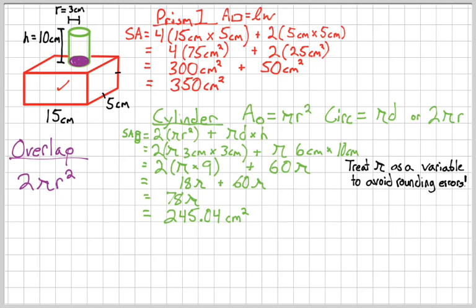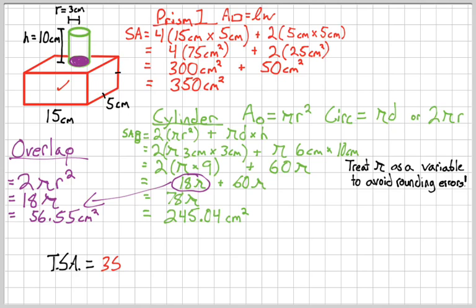So now I need to calculate our overlap. Because it's an overlap of a circle, we're going to use our 2 pi r squared, because there's 2 circles we need to account for, the one on the cylinder and the one on the right rectangular prism. Now I'm not going to write this calculation out because I've already done it, which is 18 pi. Just going to multiply times pi in my calculator, 56.55 centimeters squared.